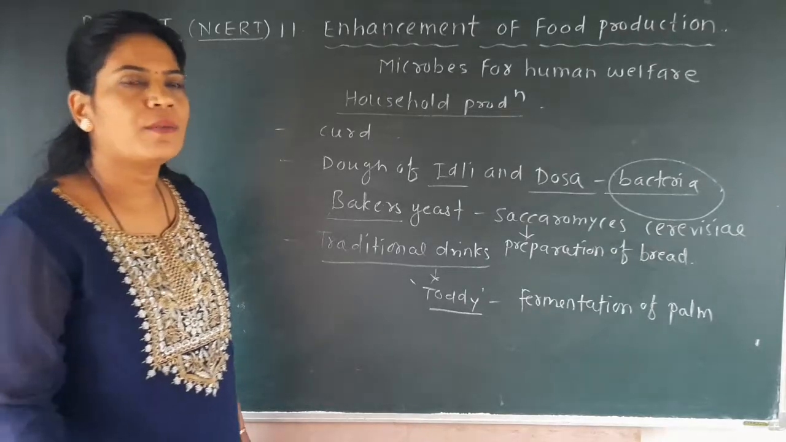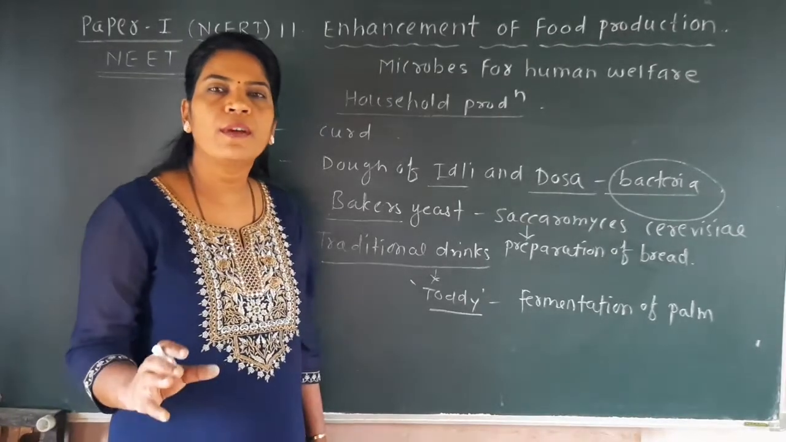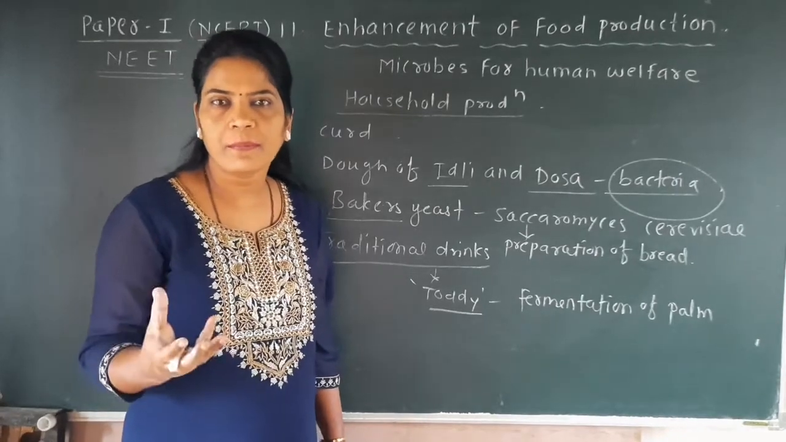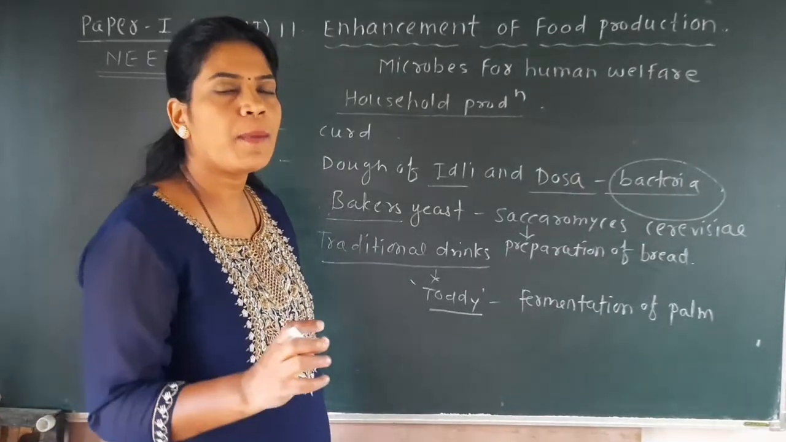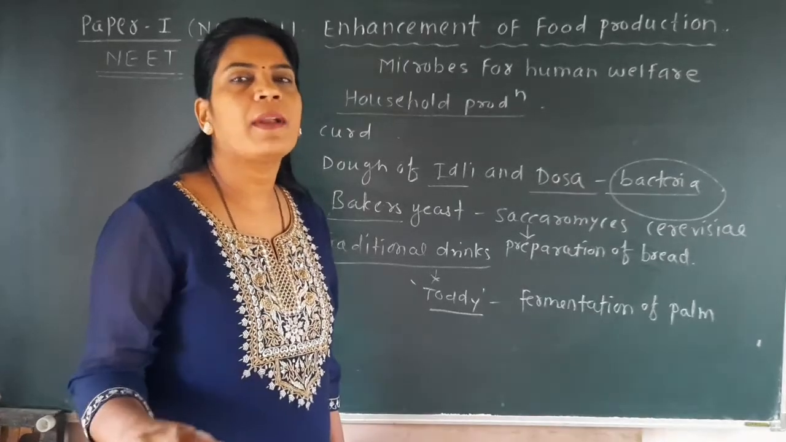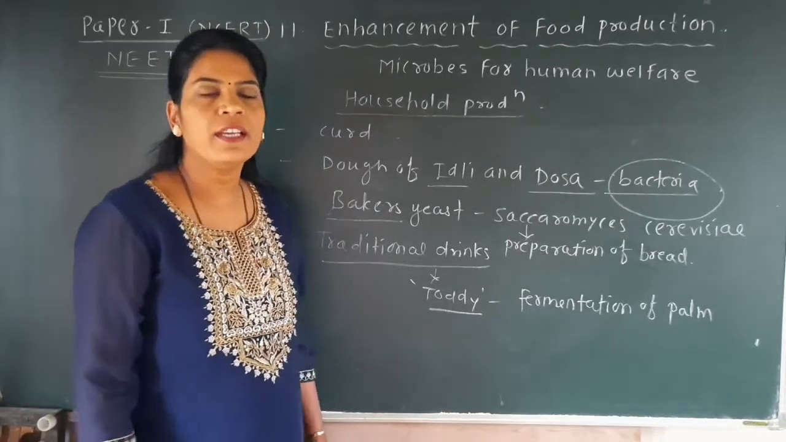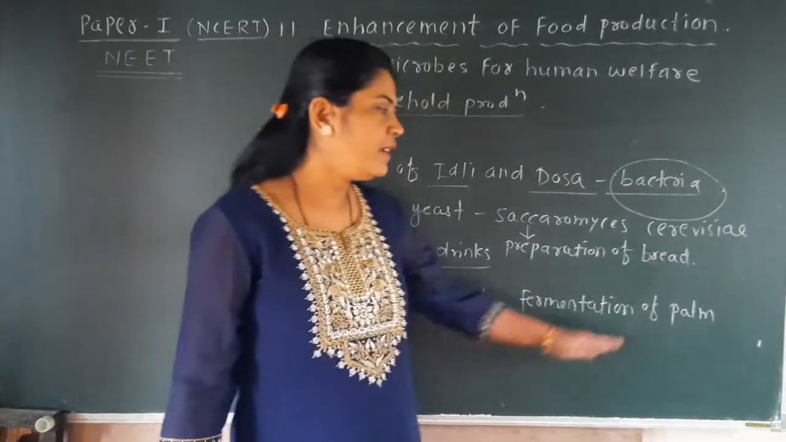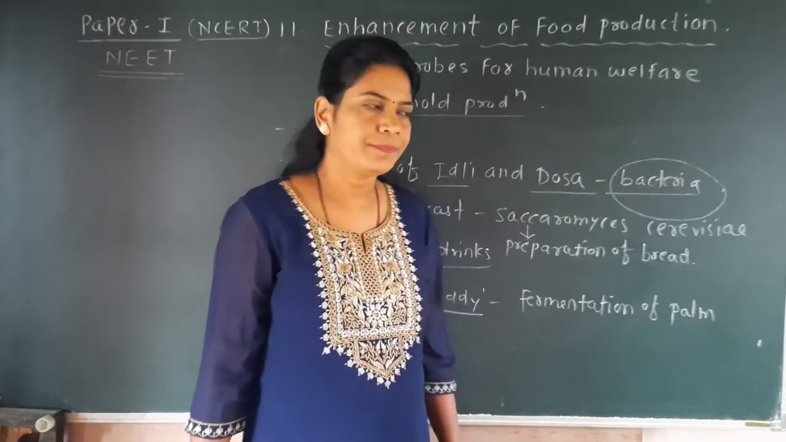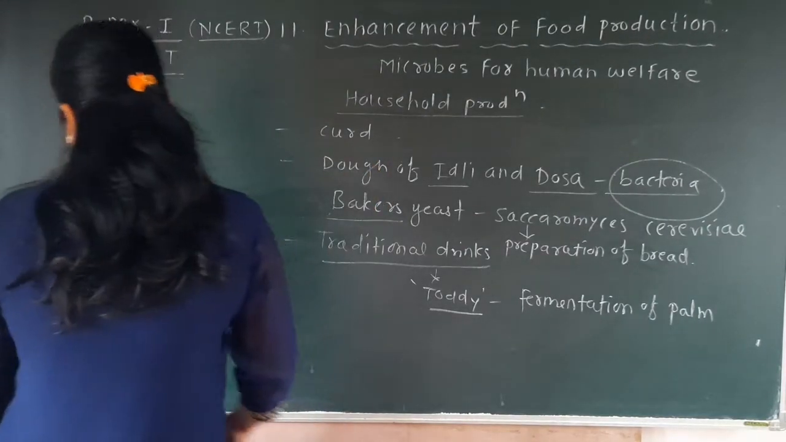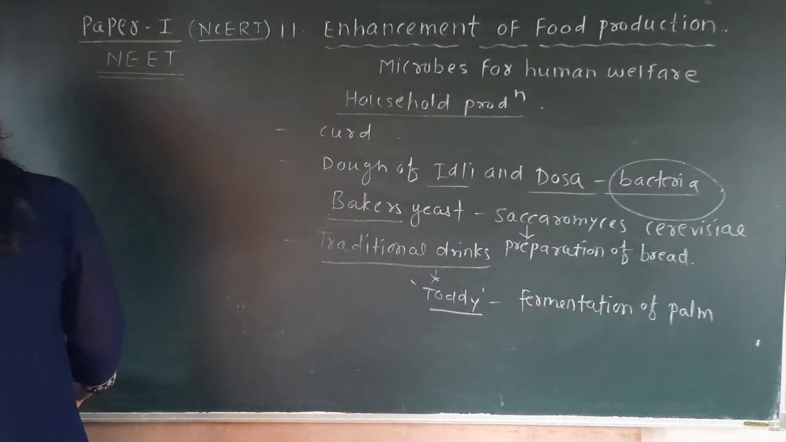So palm, we have seen, like the coconut plant, is usually called a palm, or some different plant like the coconut tree is also called a palm. But here, for your understanding, you consider palm tree as a coconut tree. So it is one of the points which we have discussed in the household production of the microbes.